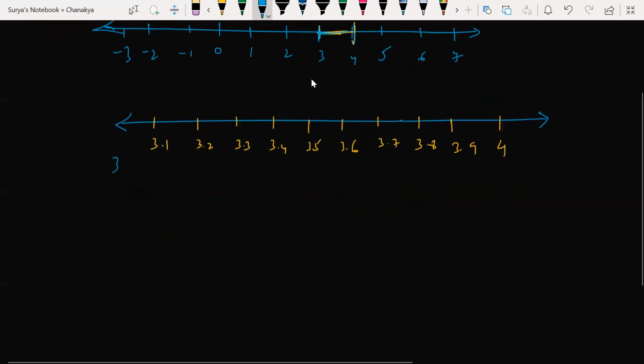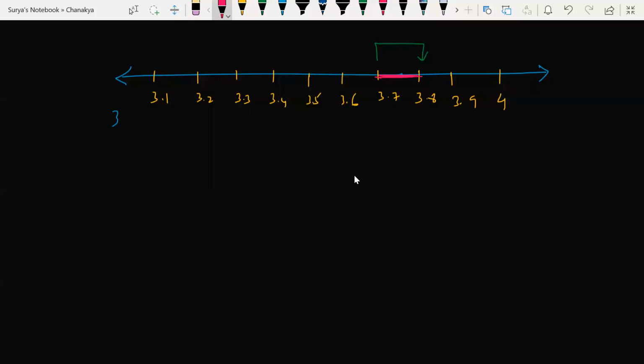Now 3.765, where will it be lying? It will be lying between 3.7 and 3.8, somewhere here. You have to show an approximate value. Yes, it lies between 3.7 and 3.8.